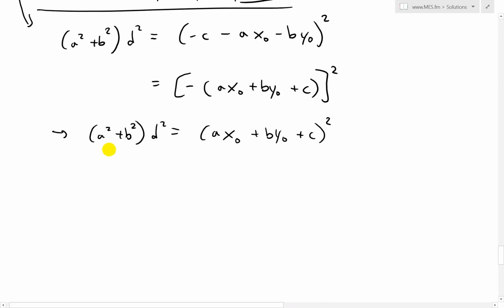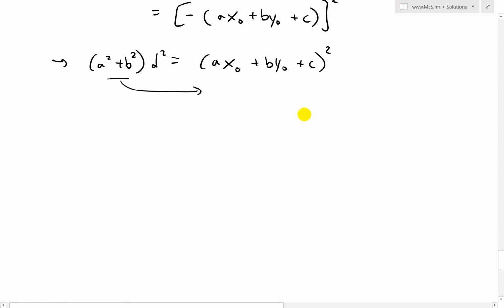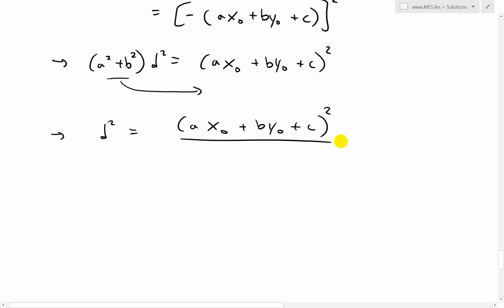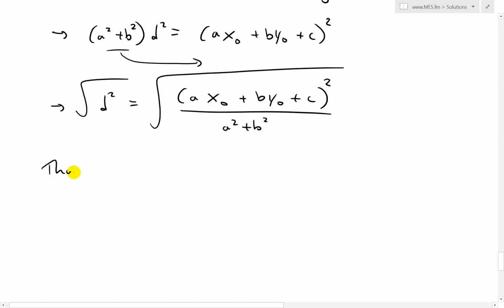So now we just move this over to the other side, and then we get square rooted. So we end up having d squared equals ax0 plus by0 plus c squared over a squared plus b squared, like that. I'll just remove that bracket, we don't need it there. So now what we can do is just take the square root of both sides to get the distance. So distance d is equal to, it's plus or minus, but d is always positive, so we always have to go with the positive.